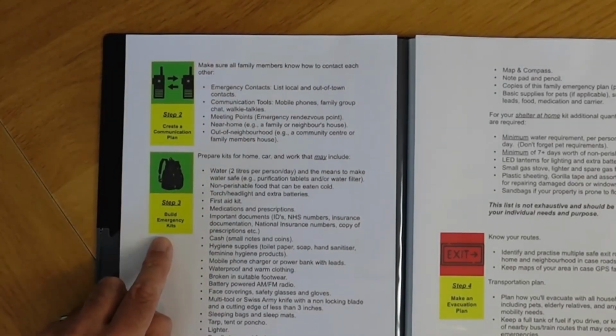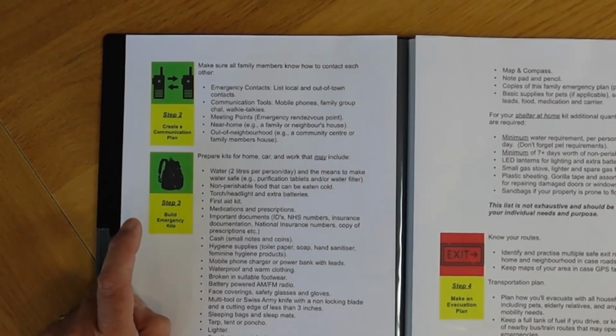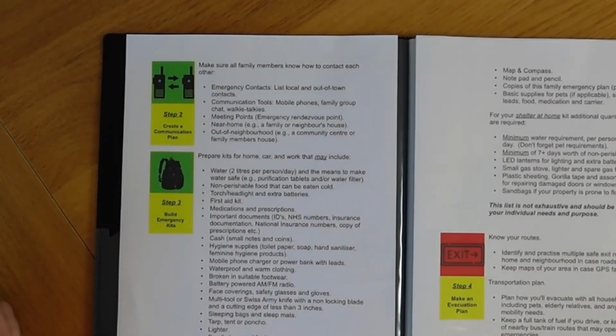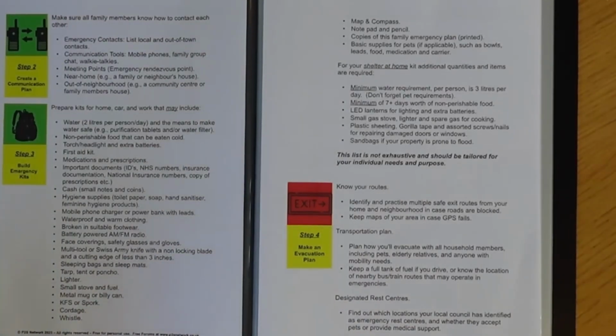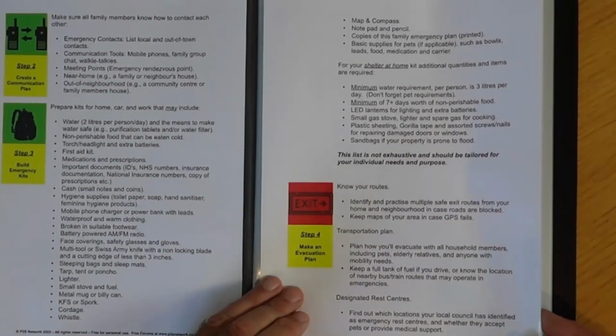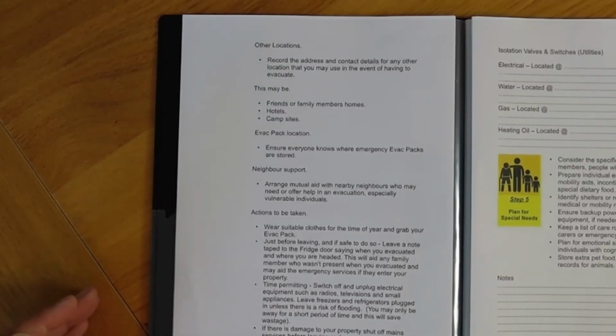Step 3, build emergency kits. This is to prepare kits for your home, your car and work, and then it gives lists. They are not exhaustive and should be tailored for your individual needs and purposes. Step 4, make an evacuation plan. Subheadings: know your routes, transportation plan, designated rest centres. Then it goes on to other locations, and it gives you some examples of where they may be.